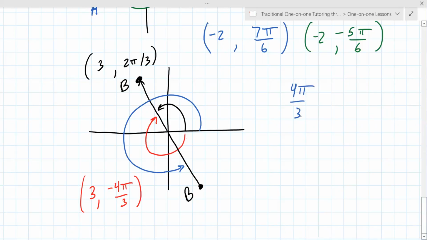Wait a second. Why isn't that... that's not right. That doesn't look right at all. It's 5 pi over 3. Thank you. That's not right.